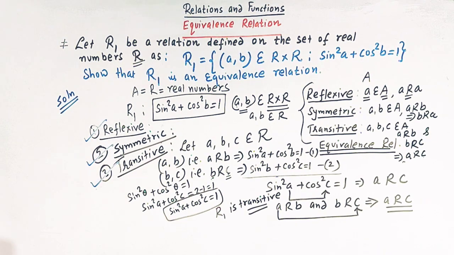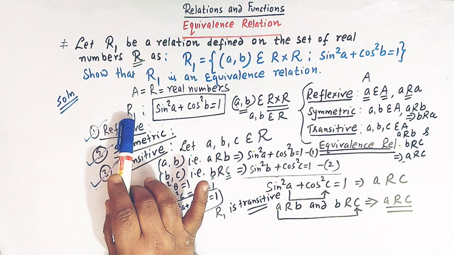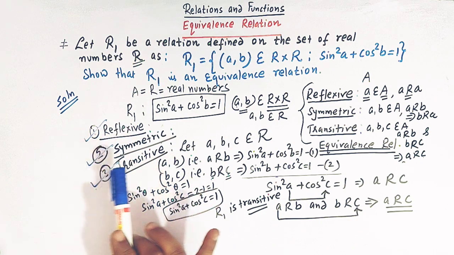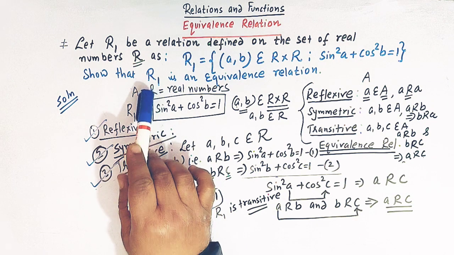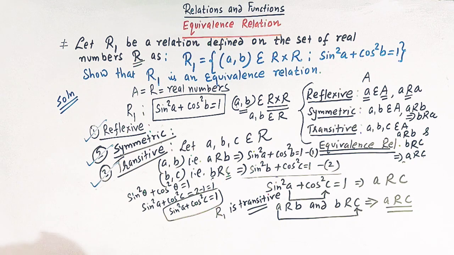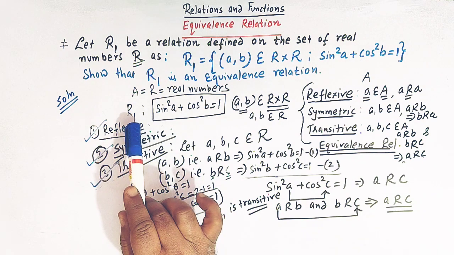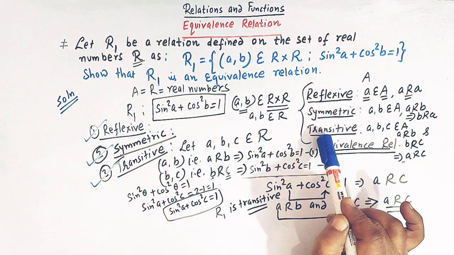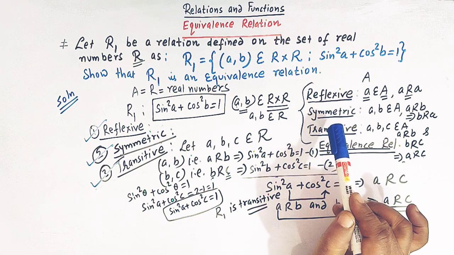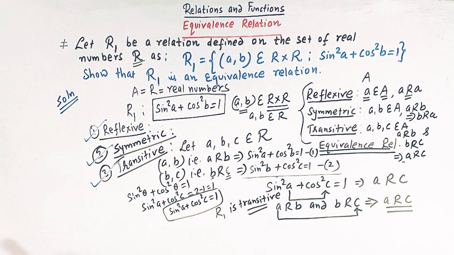So viewers, from this discussion, we have seen that this relation R1 is reflexive, symmetric, and transitive, and hence we can conclude that this relation R1 is an equivalence relation, right? Because this relation R1 satisfies these three properties, that is, it is reflexive, symmetric, and transitive.